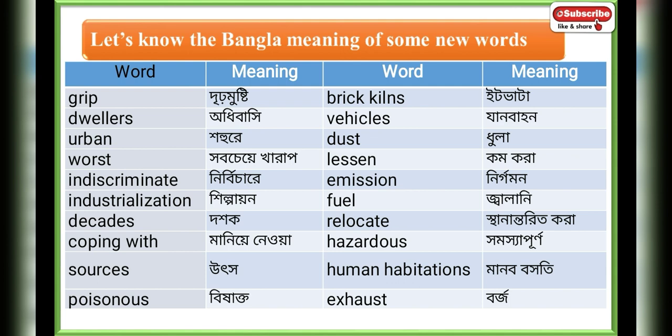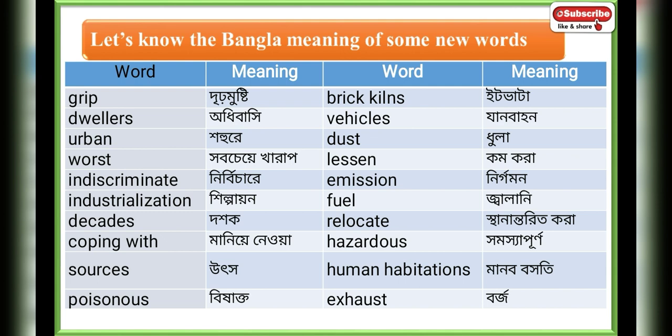Brick kilns, ইটভাটা. Vehicles, যানবাহন. Dust মানে ধুলা. Lessen, কম করা বা কমানো. Emission, নির্গমন বা বের করা, কোনো কিছু থেকে বের করা. Fuel, জ্বালানি. Relocate, প্রতিস্থাপন বা স্থানান্তর করা. Hazardous মানে সমস্যাপূর্ণ বা ঝামেলাপূর্ণ. Human habitations, মানব বসতি. Exhaust, বর্জ্য পদার্থ.